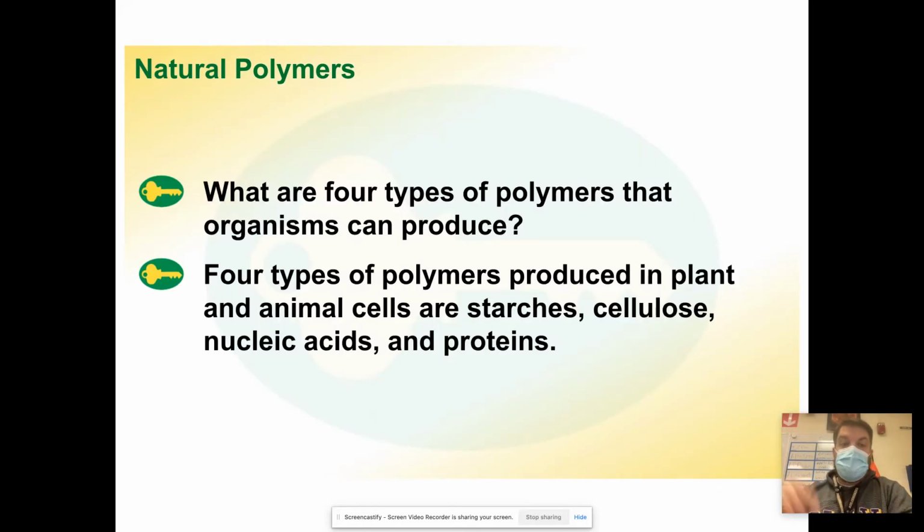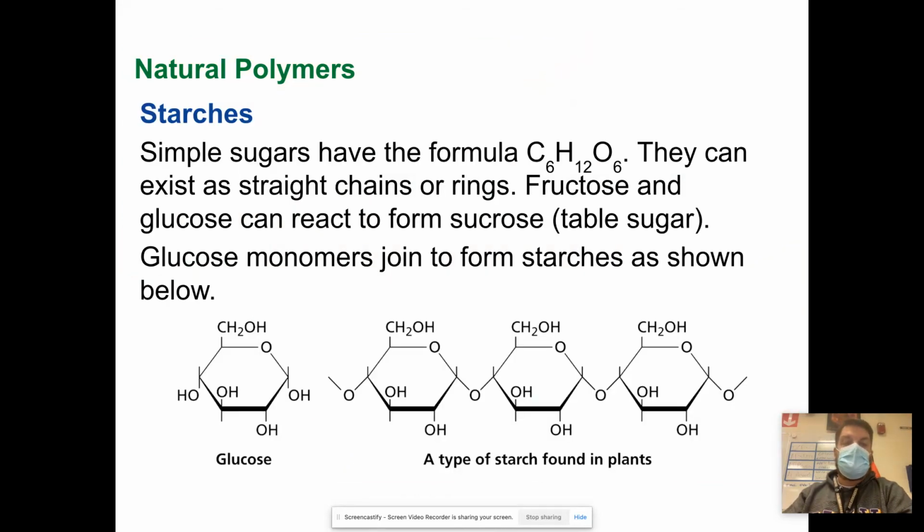Okay. So anyways, back to the thing. What are four types of polymers that organisms can produce? Well, the four types of polymers produced by plant and animal cells are starches, cellulose, nucleic acids, and proteins. So these are things that living organisms on Earth produce.